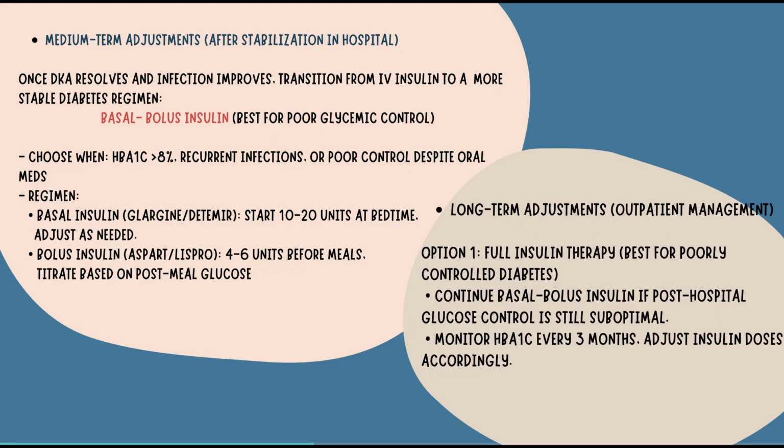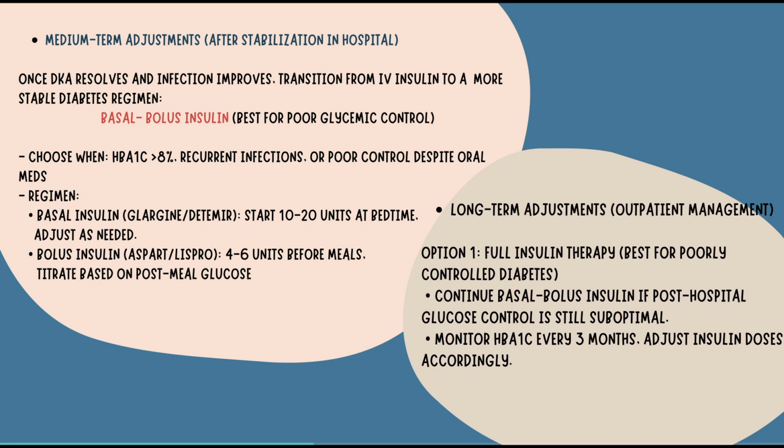And the medium-term adjustments after stabilization in the hospital would be to transition from IV insulin to a more stable diabetes regimen, such as basal bolus insulin, as he has poor glycemic control and his HbA1c is higher than 8%. And the regimen that should be done is basal insulin such as glargine or detemir, 10 to 20 units at bedtime, adjust as needed, and bolus insulin such as aspart or lispro, 4 to 6 units before meals, titrate based on post-meal glucose.